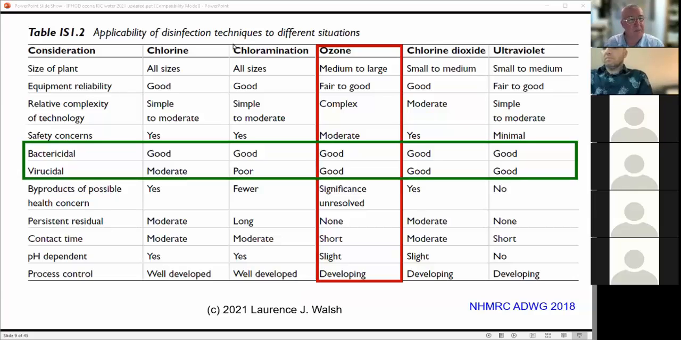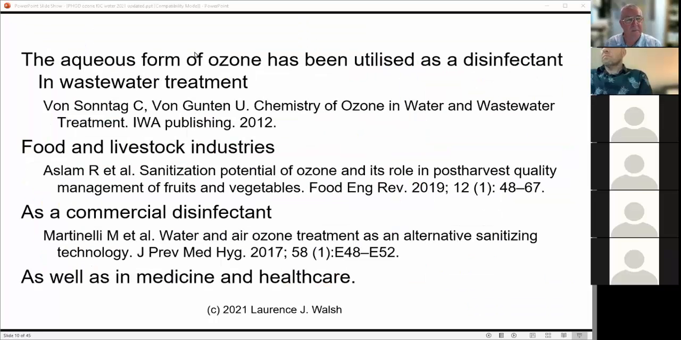And this really neat table summarizes chlorine versus chloramines versus ozone versus chlorine dioxide versus ultraviolet light. And again, without taking you through the table in its own right, you can see that the rating for antibacterial activity and antiviral activity is actually pretty good. There's no residuals. You only need a short contact time. There is some effects of pH, but it's actually reasonably reliable as a technology in terms of comparing it to other things you're probably familiar with, like chlorine.